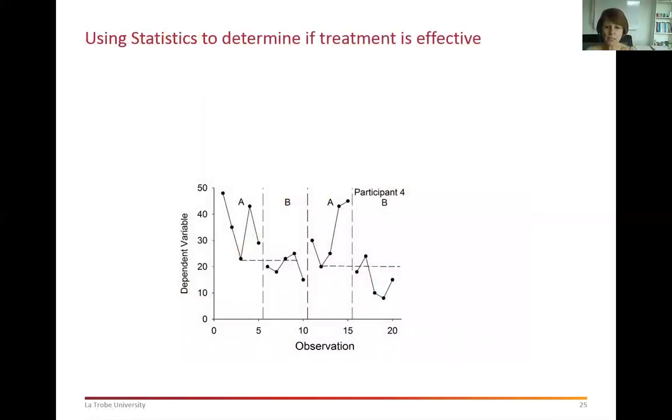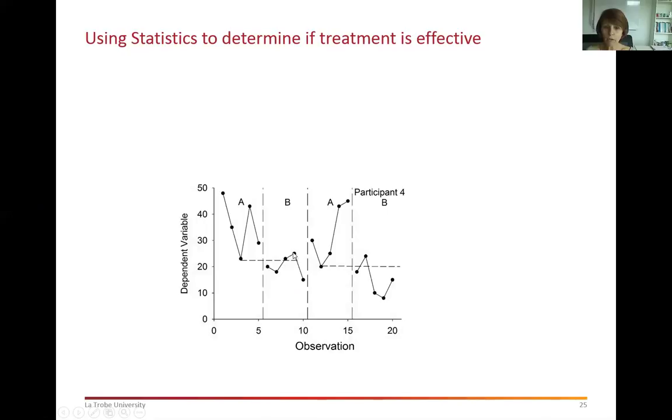Now, you can use statistics to help you, particularly where you've got data where there is lots of variability. Sometimes it's not as clear. So here's an example again of an ABAB design. And there are different statistics to look at whether or not you are getting treatment effects. Now, there's a measure called percent of non-overlapping data, and that is looking at the number of data points that overlap between your baseline and your intervention phase.